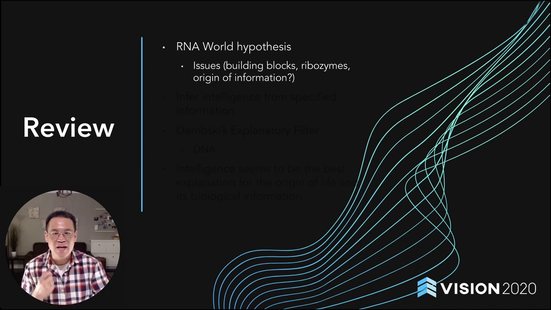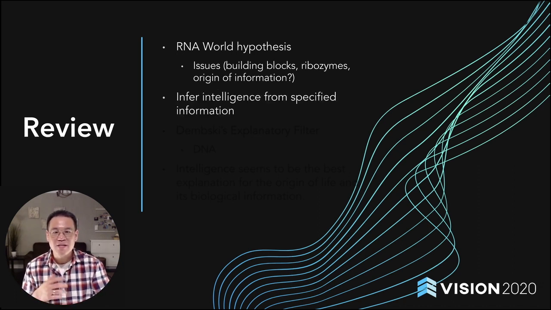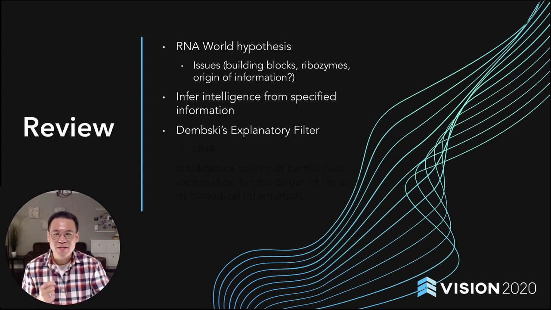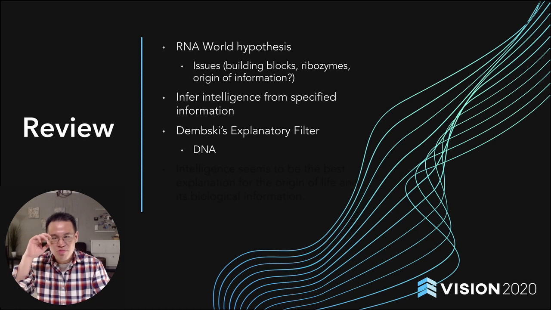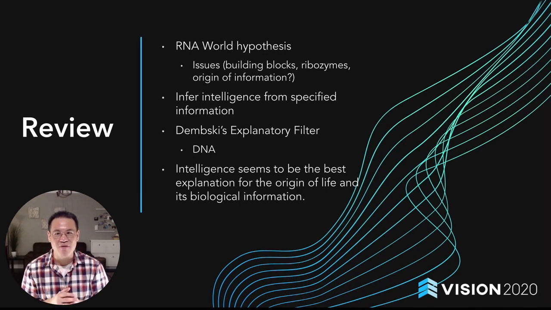So with these different approaches having issues, we looked at intelligence. We saw that in our everyday experience, when we see large amounts of specified information, we attribute intelligence. And it's not just us. We do this in different sciences as well. And so then we discussed ways in which we can determine intelligence, which was quantified in Dembski's explanatory filter. We looked at different examples of how to use it with roulette, Mount Rushmore, and then language. And then using his filter, we then looked at the features present in DNA, its complexity and specificity, and we found that perhaps intelligence is the best explanation for the origin of life and its biological information.